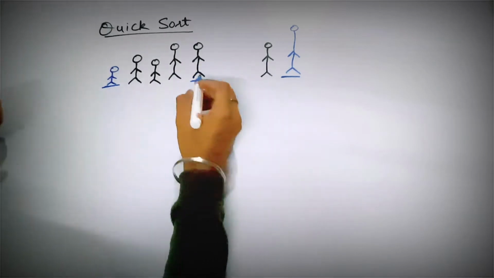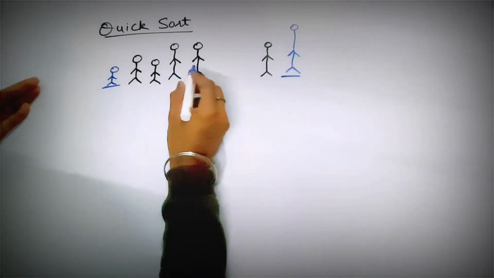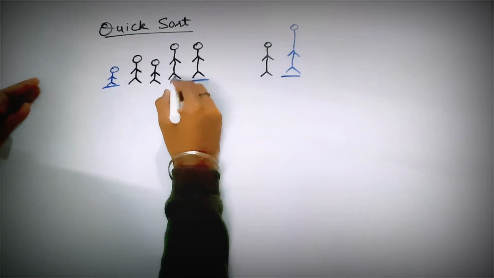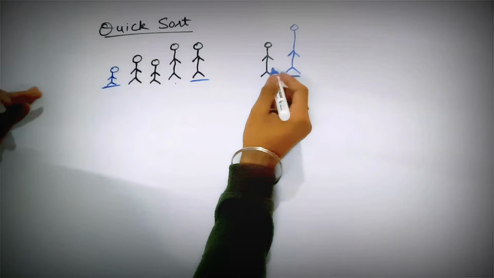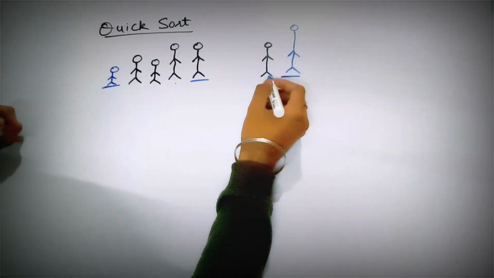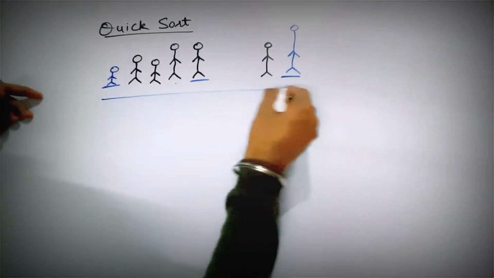So let us take an example of this student. He will tell the student in front of him that you are taller than me, so please go behind me. And this student will tell the student that you are shorter than me, so please come in front of me. So this is the basic idea of quicksort and this is how it works.